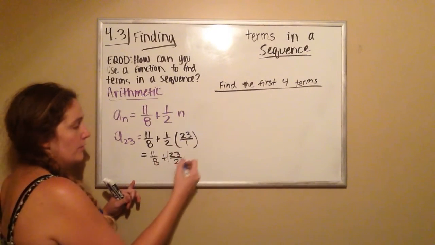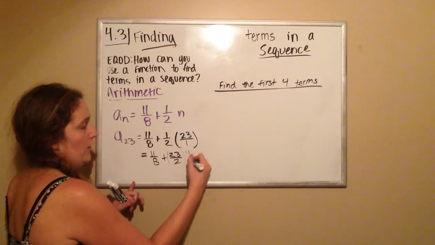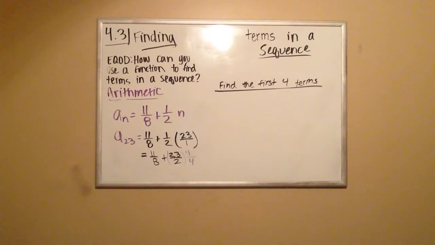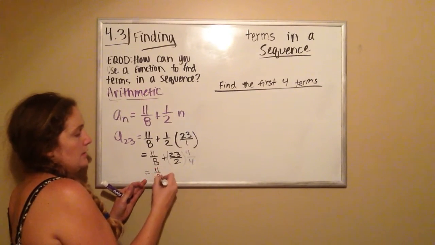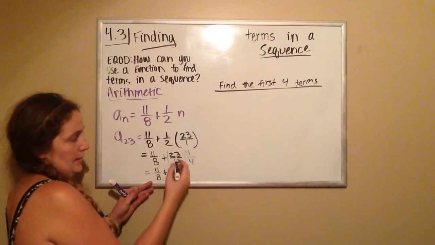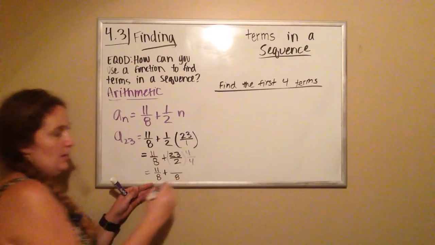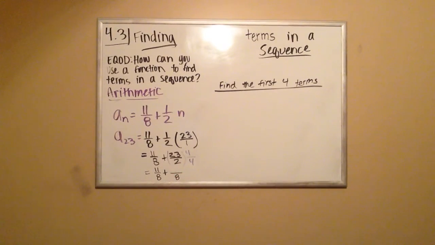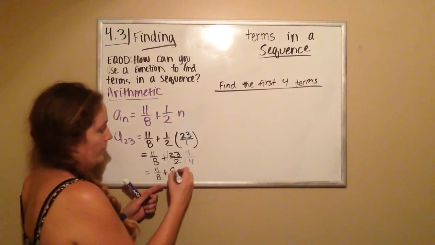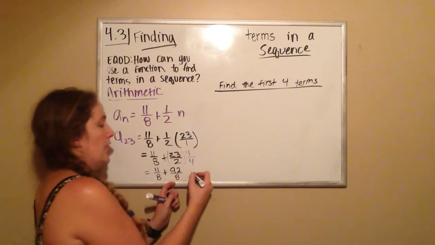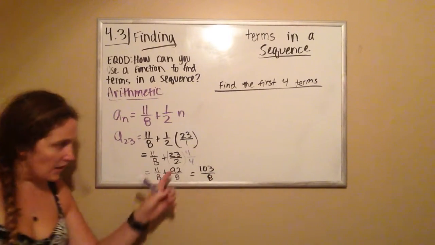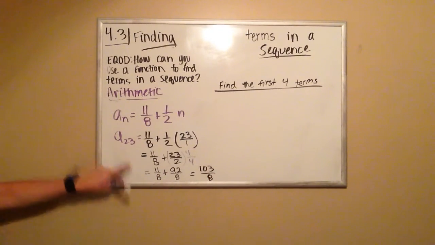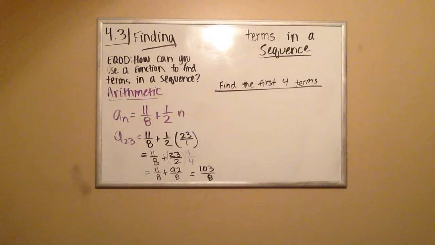So the 8's good. We're just going to multiply this fraction over here times 4/4. Okay, which is going to give us 11/8 plus, and then 23 times 4 gives us 92. And when we combine these together, we're going to get 103/8. We don't need to simplify anymore. That's good. So our 23rd term is 103/8.